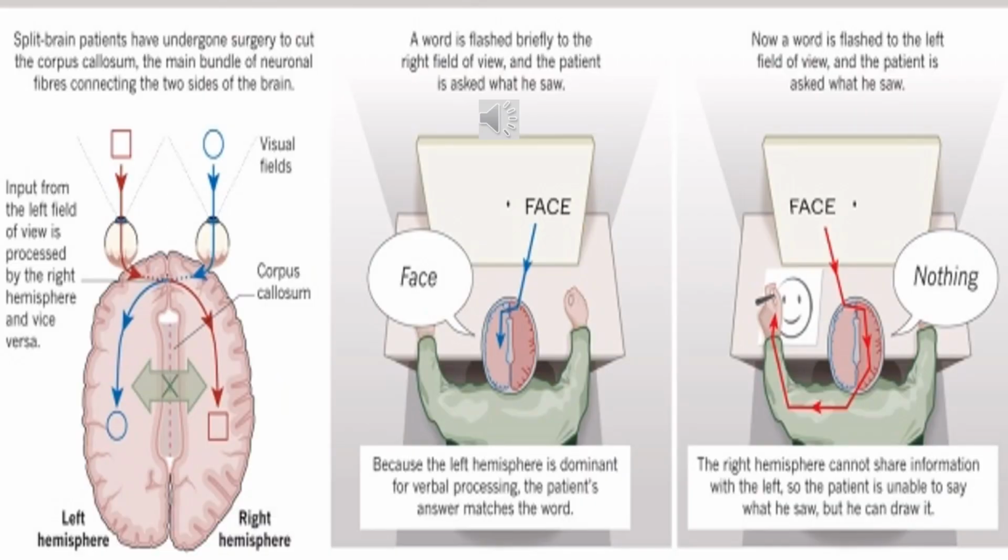Here's an illustration I found online that shows how the split brain phenomenon works. Images on the left field of vision are seen in the right hemisphere, which doesn't speak, but controls the left hand. Images on the right field of vision are seen in the left hemisphere, which can speak.